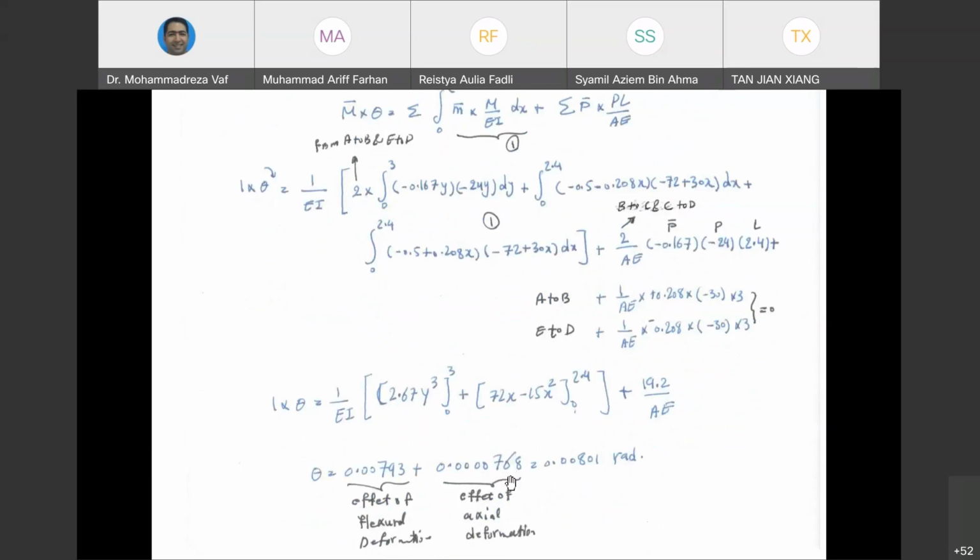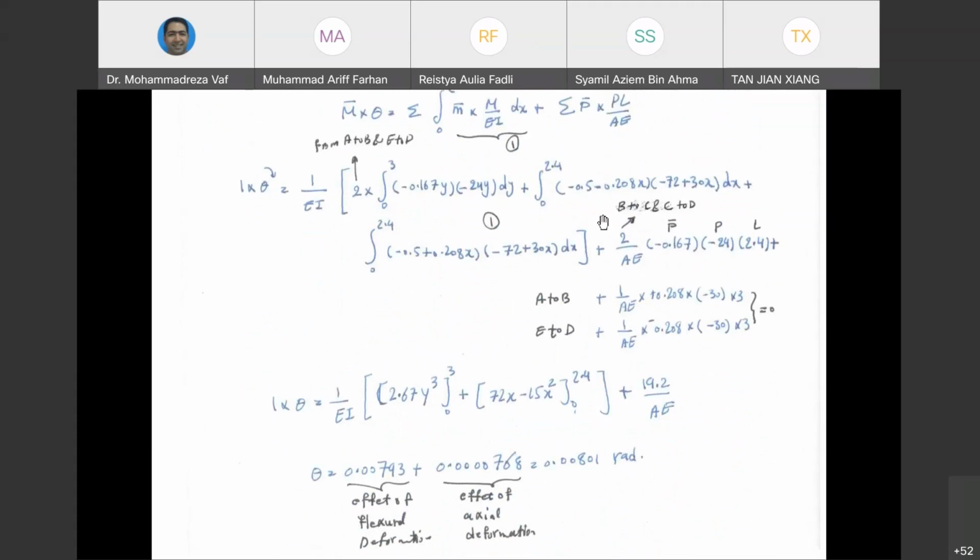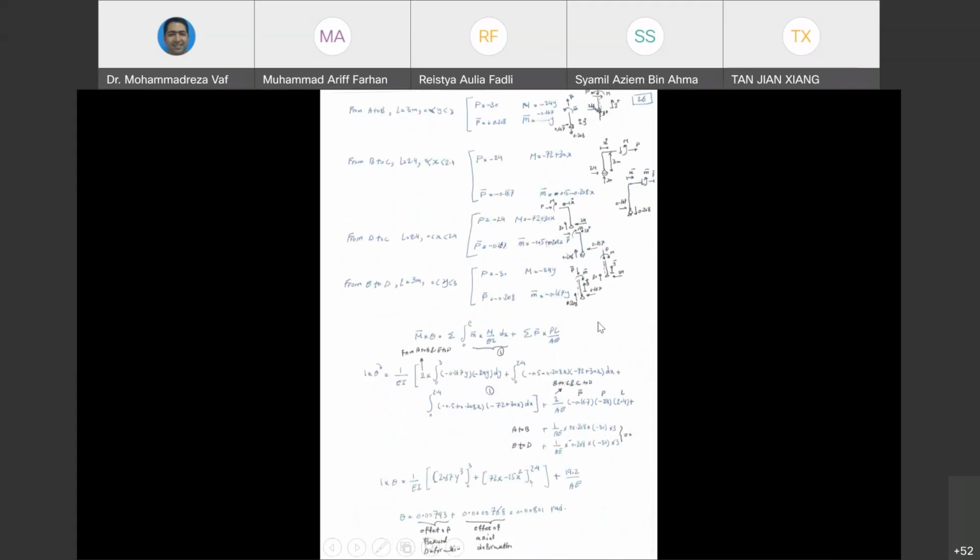If I remove this one, I get 0.0079. If I include this one, I get 0.008. You see the difference is very, very small. It's not worthy to go through all these calculations and do all this integral to just have almost less than 1% difference. So this is just one example to show you how much is the importance of the effects of axial force inside frames. There are exceptional cases.